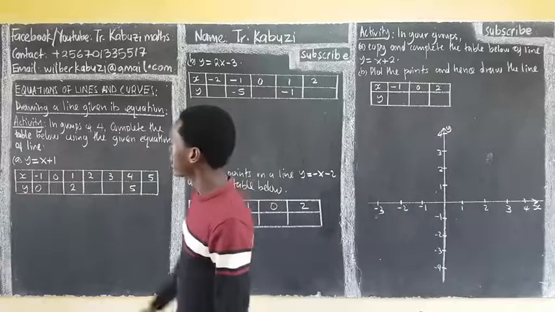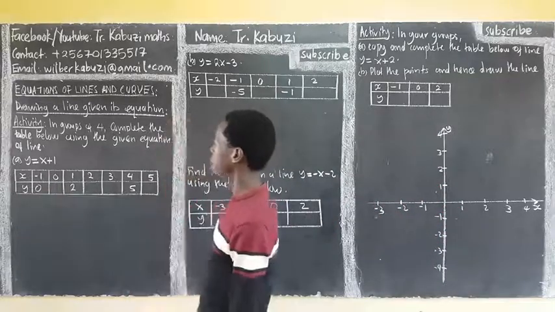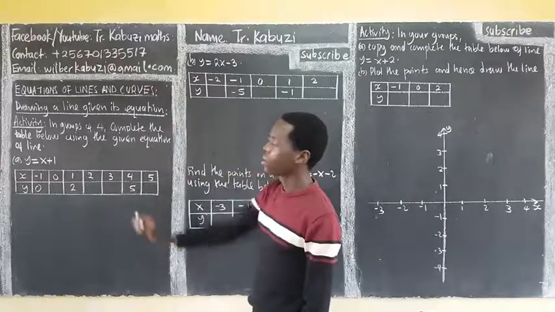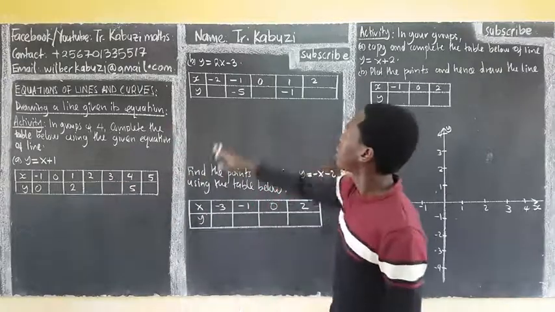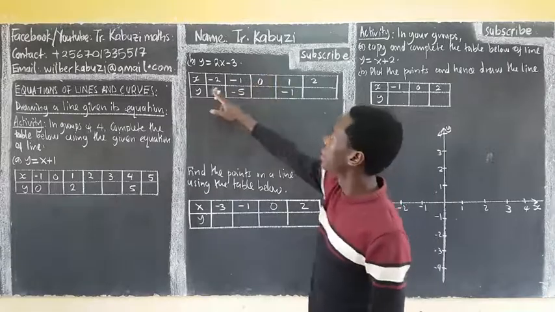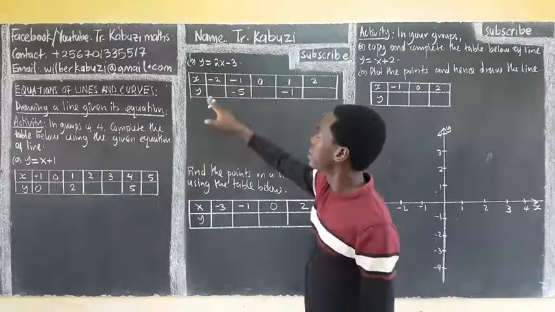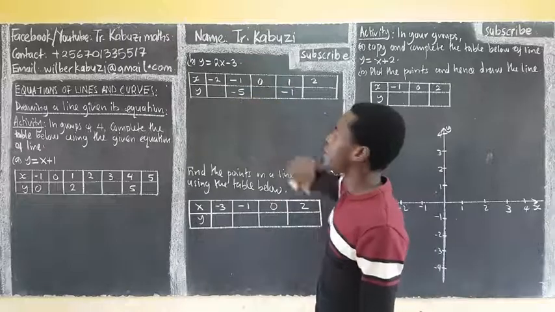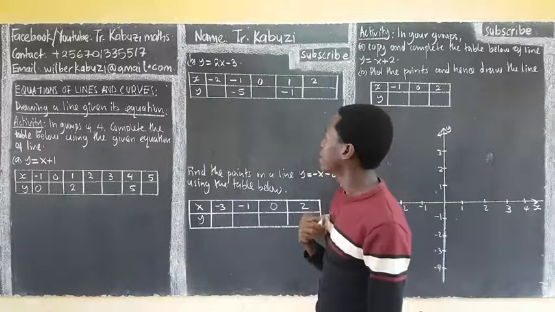So here they are giving us y equals 2x plus 1. Then they want us to complete this table. Here they are giving us this, then you have to complete this table. These are x values. These are y values. They are giving you some values, so see how they are getting them.